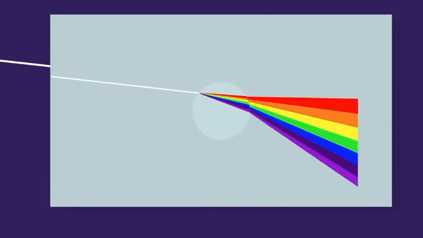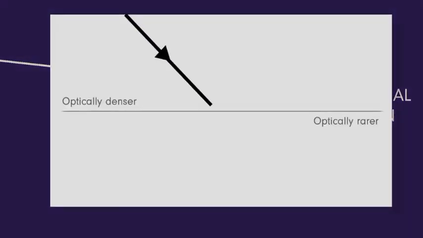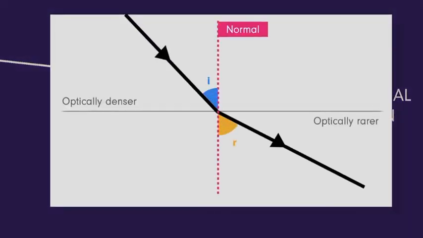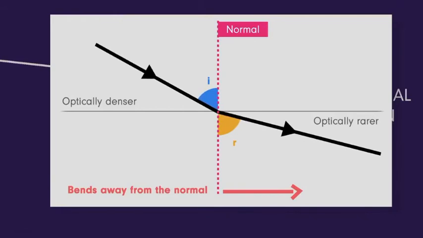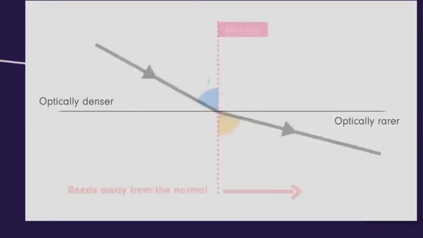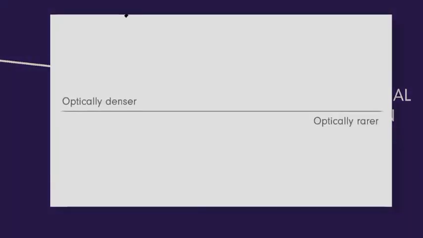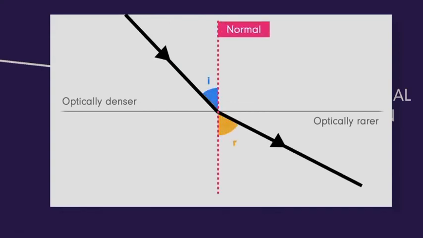But here comes another phenomenon, that is internal reflection or total internal reflection. In order for internal reflection or total internal reflection to take place, two conditions must be satisfied. One is that the light ray must travel from a denser medium to a rarer medium.